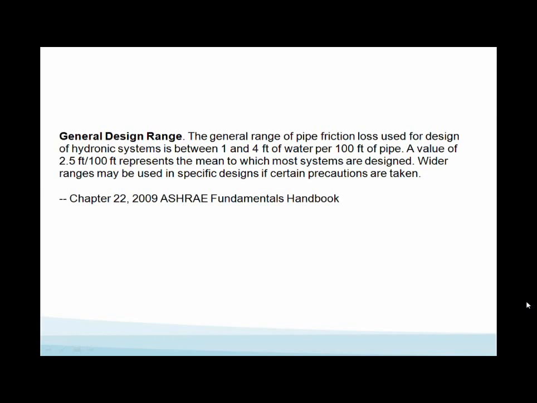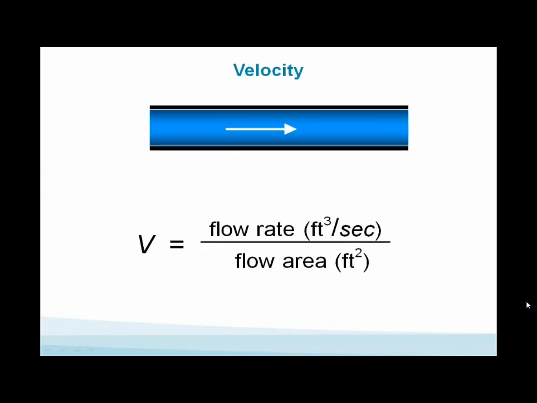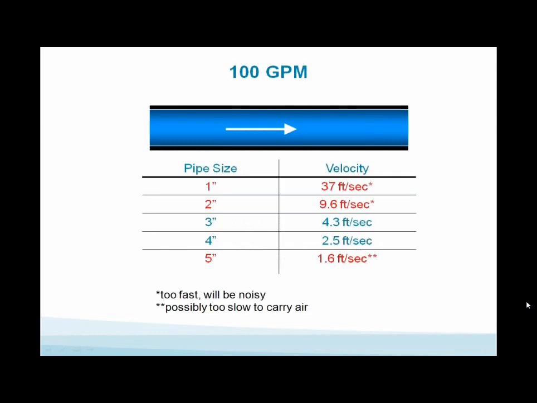Now, 90.1 2010 has some additional information, but this is where we're going to start, and we'll cover the rest of it in a few minutes. So how about velocity? Pretty straightforward equation, obviously, but you need to look at velocity because velocity has a lot to do with how you handle the air, and if you get velocities too high, your piping will be noisy. So let's take a look. What would be considered high velocities and problems?